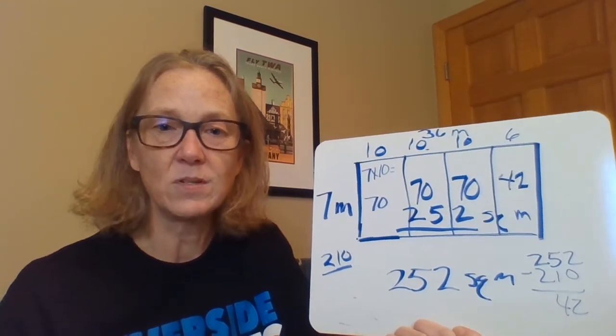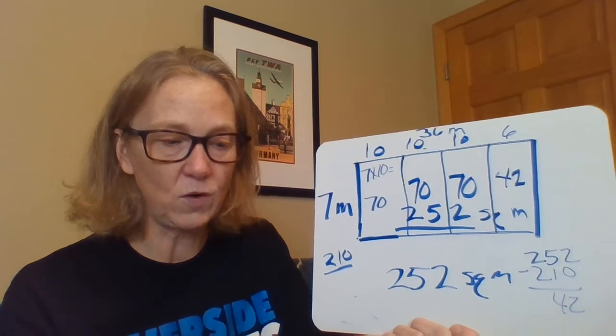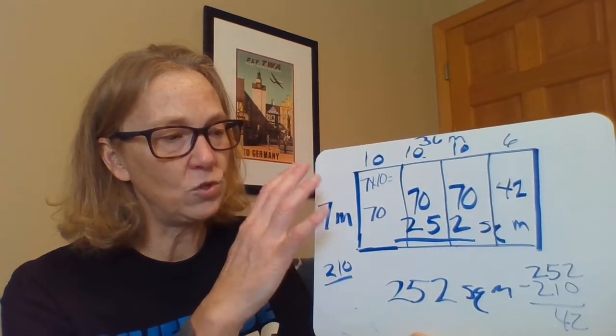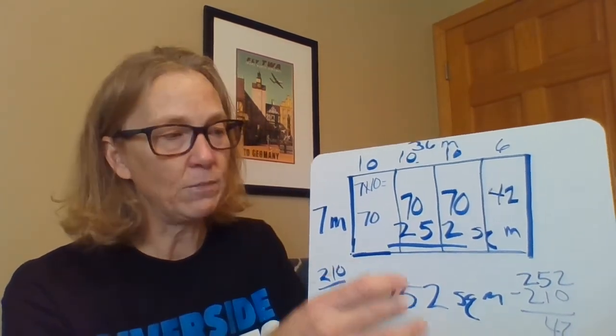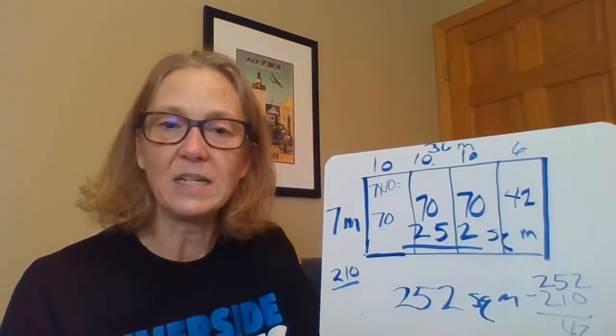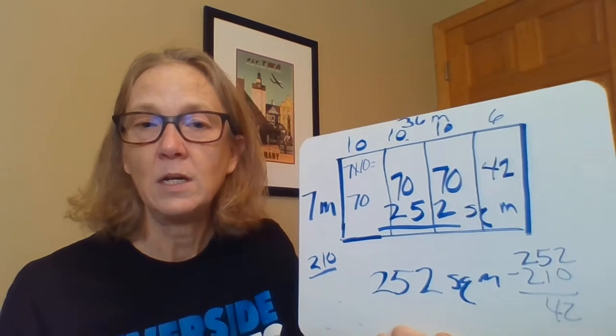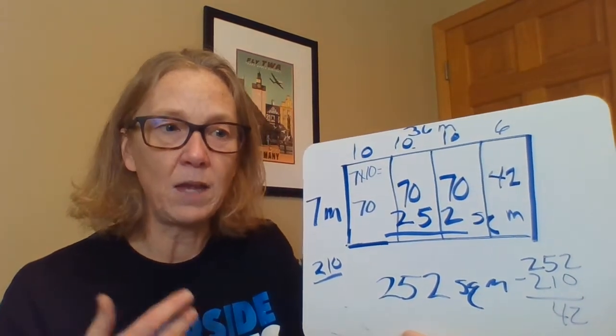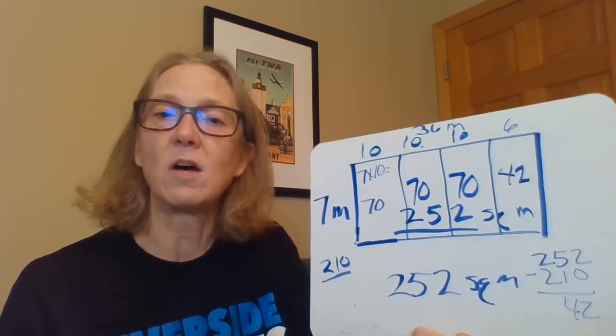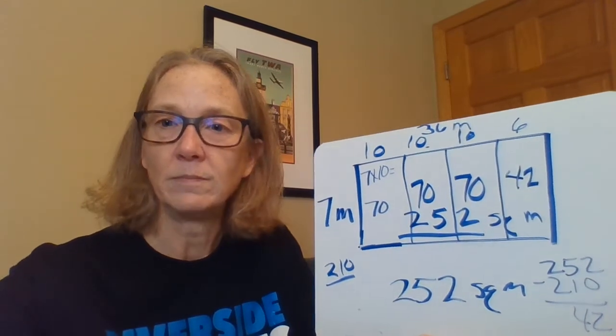So I'm going to pause this for a minute, and I'm going to use the same problem, but I'm going to divide my area up in a different way, and you can see how that could also be a possible way to go about using the same area model strategy to solve this larger division problem.